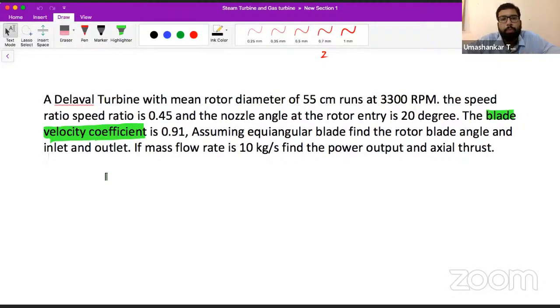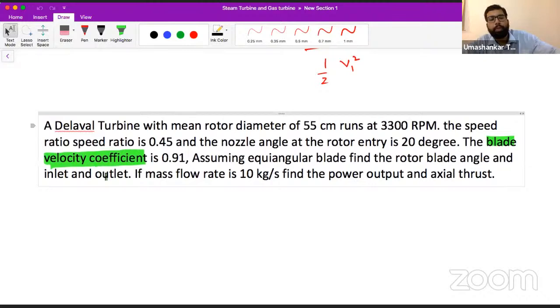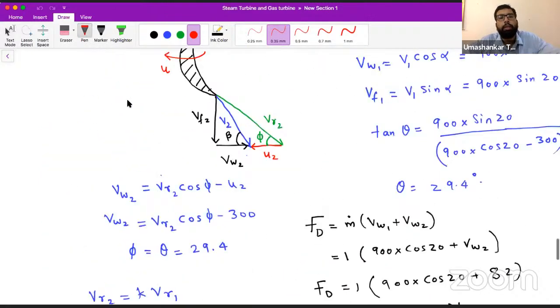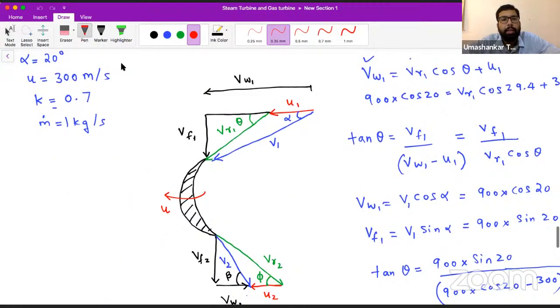Now, the De Laval turbine, as we know, is a kind of steam impulse turbine.